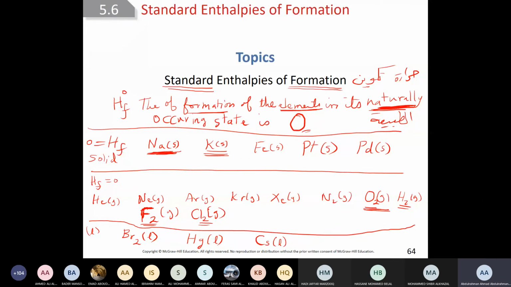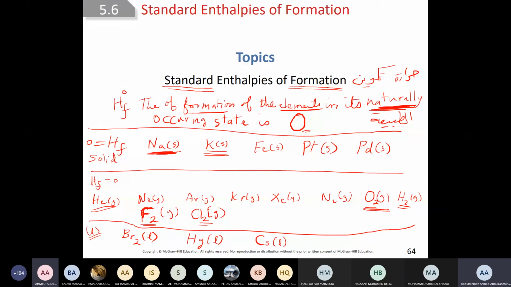I want you to memorize these elements. For gases, these are the gases. You have to memorize the gases and liquids only, but the rest is available in the periodic table. You know that they are solid. They are not gases nor liquids, so they will be solid.